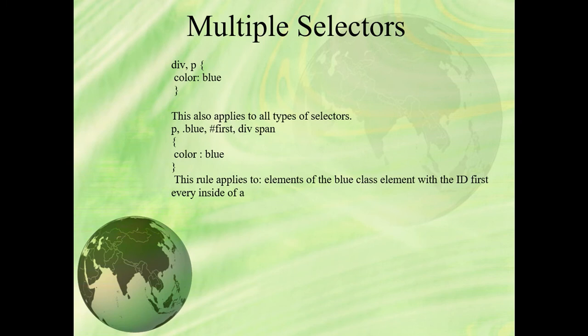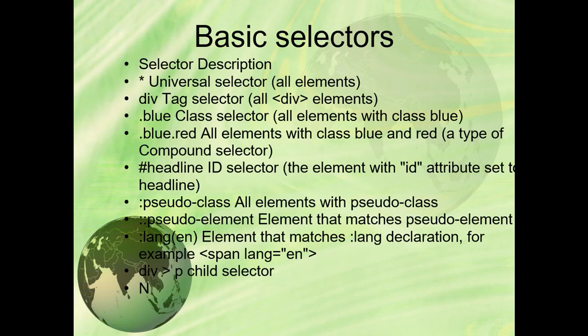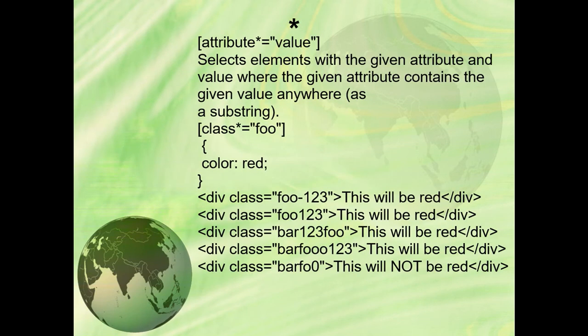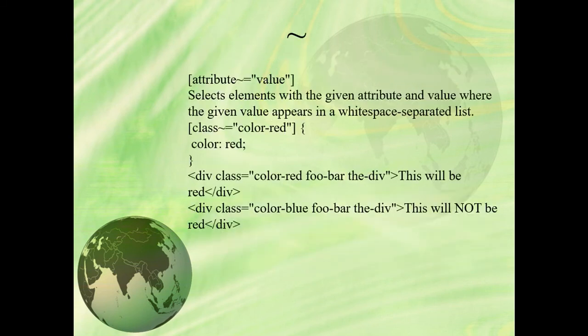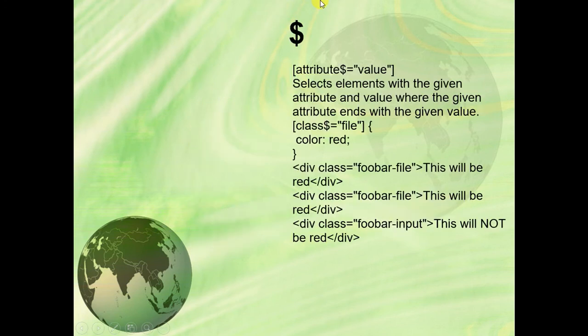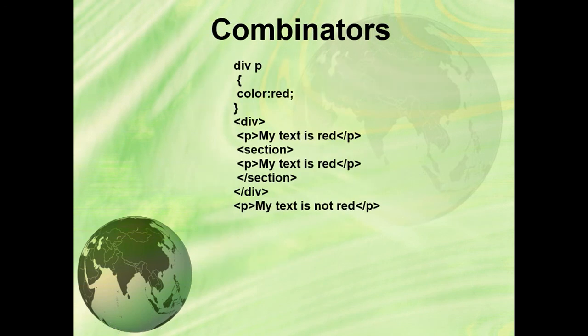Property lists, structure and formatting of a CSS rule. Multiple selectors: you will see here what multiple selectors are, and I'll do it in practical. These are the same as I have already discussed in the notes. This is another example, and this is another example of this value. And what is this icon? You can see here this icon. Attributes and combinators are also applied here.